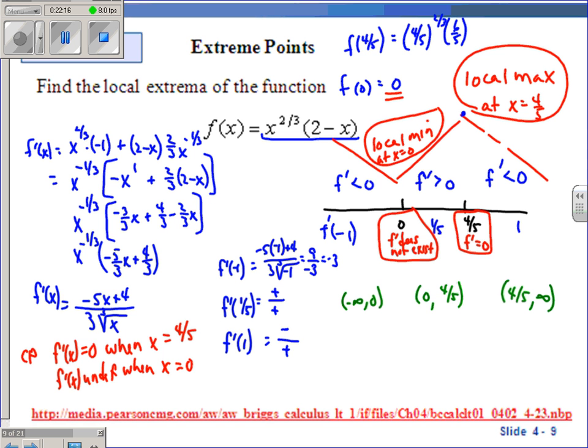Okay, now if you plotted this on your calculator, it looks something like this. It's coming down, it takes a sharp corner, and then it jumps up like this. So here's the point where we have that local minimum, and here's the point where we have that local maximum on the graph.